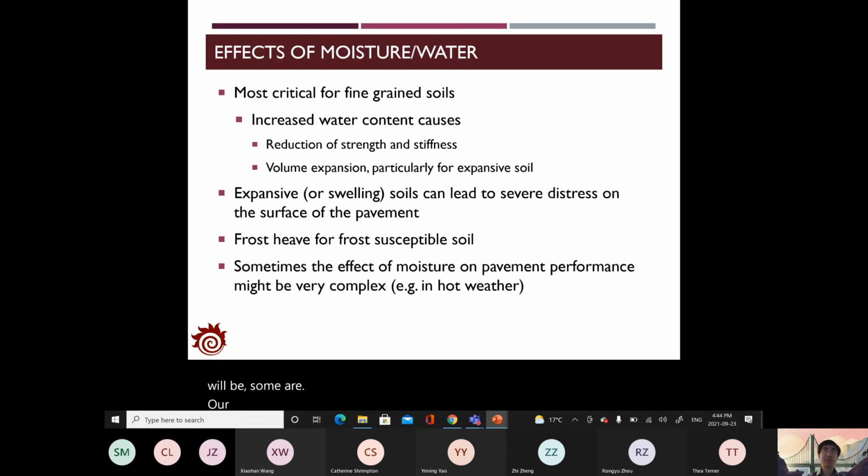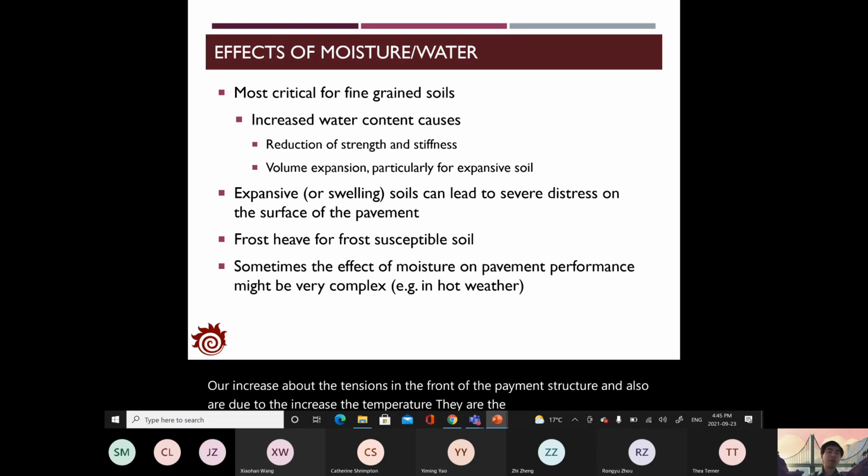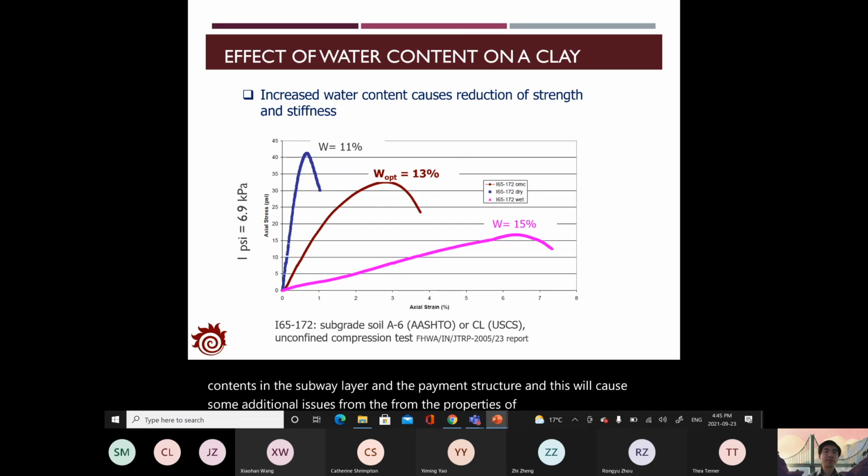For example, in hot weather, when the temperature is very high, there will be some increase in the tensions in the front of the pavement structure. Also, due to the increased temperature, the capillary rising effect for the water will be higher, and it will increase the water content in the subgrade layer and the pavement structure, and this will cause some additional issues for the properties of the subgrade layer.